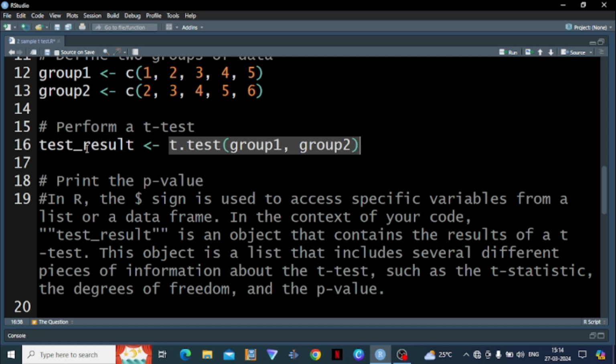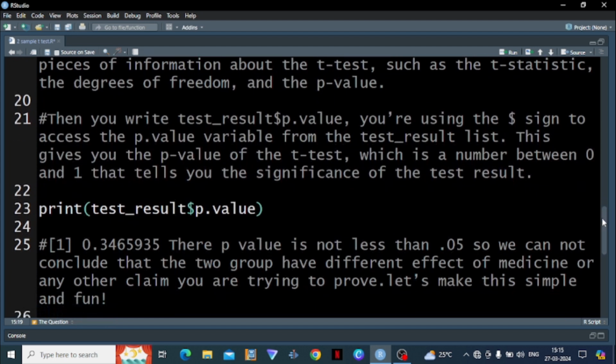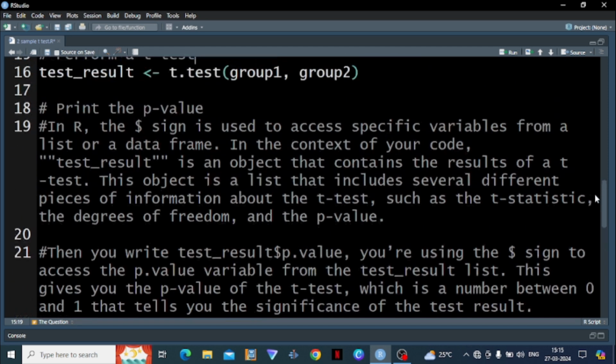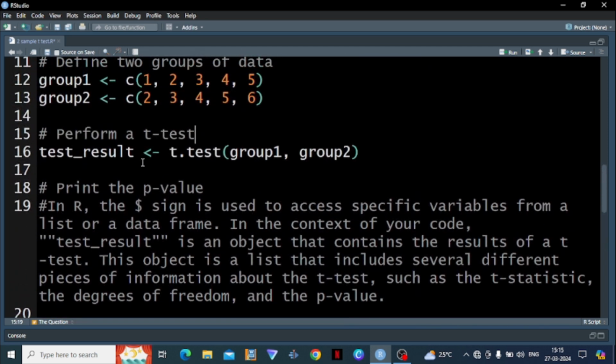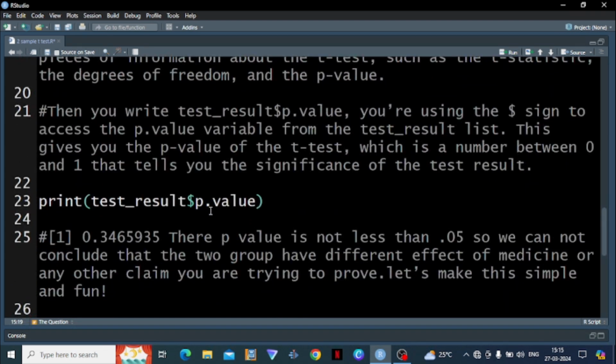So this is our object. t.test is the command, in one line. Then we print the p-value. How do we print the p-value? Print test result. What is test result? Again, test result is nothing but the value of the t-test. We print test result $p.value. Dollar is for that particular element. Many things are there in test result, but we want a particular value, so we use dollar. The p-value will be printed.